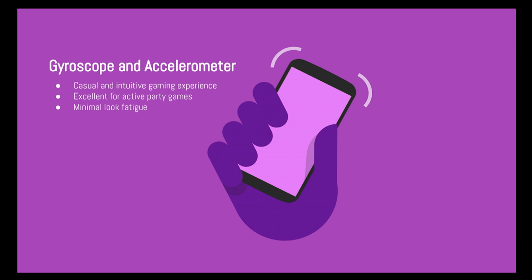Next up is gyroscope and accelerometer. Very, very intuitive, really nice in party games where everyone's flailing their phone around in the living room. And everyone knows that you steer your phone is equal to steering a car in a game, right? Everyone knows that.